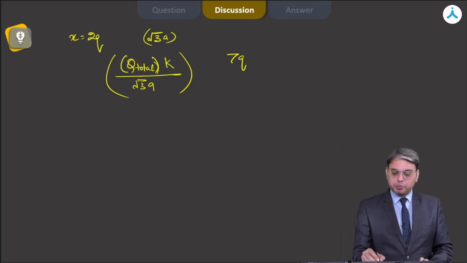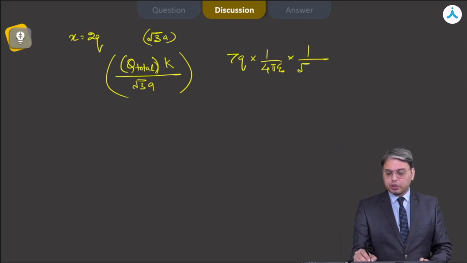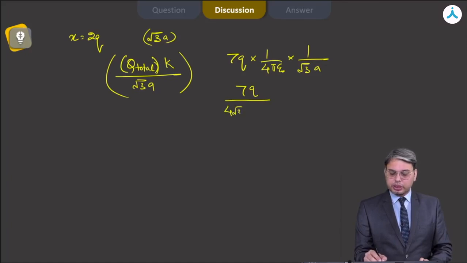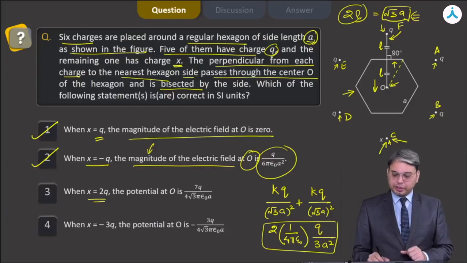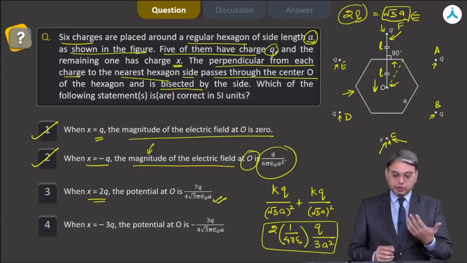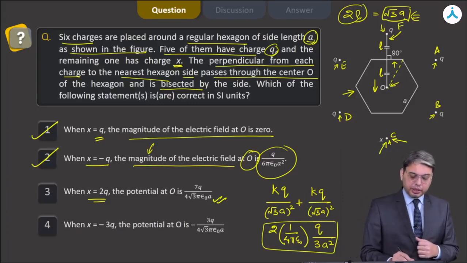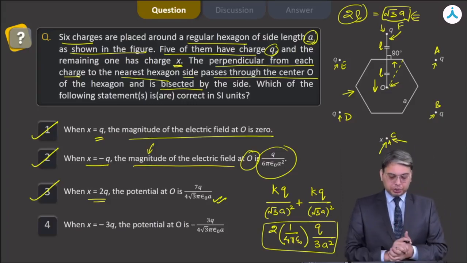So 7Q into 1 upon 4 pi epsilon naught, which is the value of K, into 1 upon root 3a, that is 7q upon 4 root 3 pi epsilon naught a. That would give me the value of the electric potential at point O. So that would make option 3 a correct option.